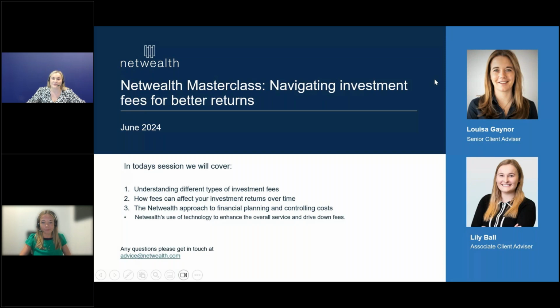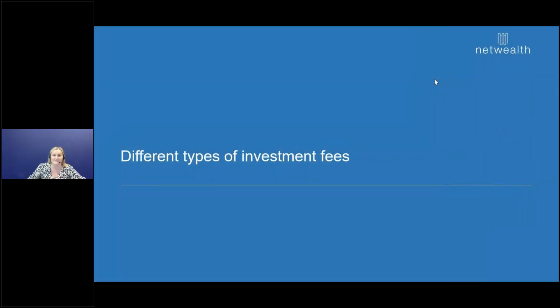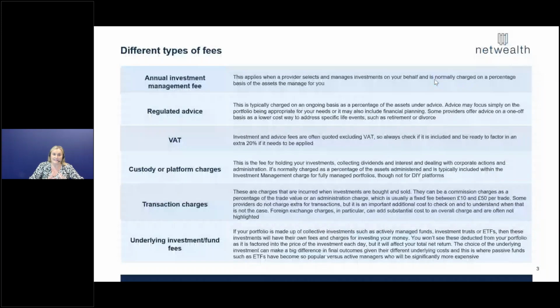Thanks, Louisa. So to get started, let's dive straight into the different types of investment fees. Now, I appreciate this slide feels a little heavy on information, but we will go through each one by one as people are often surprised by the different shape and form investment fees come in and perhaps don't have the full transparency on exactly what they are and the level you're being charged.